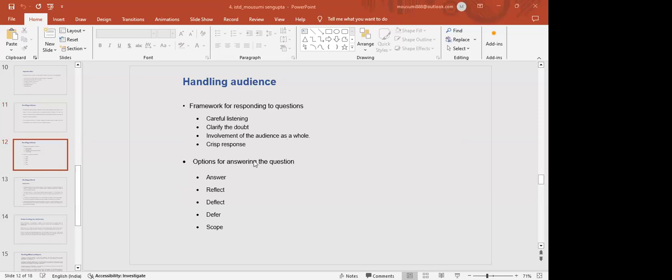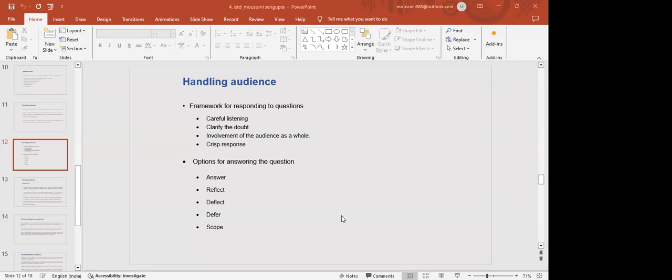Some of the ways of handling audience: careful listening, check with them, clarify their doubts, involvement of the audience as a whole, and the response should be crisp. That means it should not be too much spread out and too much elaborated, because it is going to be wastage of time. So if the response is going to be a very, very elaborated one, you may as well tell the audience that I will come back to you at the end of the session, because you do not want to spend the time on only clarifying the doubt. You want to touch up and cover up the points which you intend to discuss during your presentation.